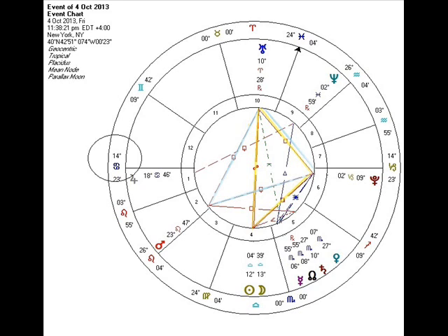The adjustment you have to make is to shift the house positions so that the cusp of the first house, or the ascendant, lines up to 14 degrees of Cancer. Why 14 Cancer? Well, 14 of Cancer is the ascendant position of the New York Stock Exchange in its natal birth chart in 1792.